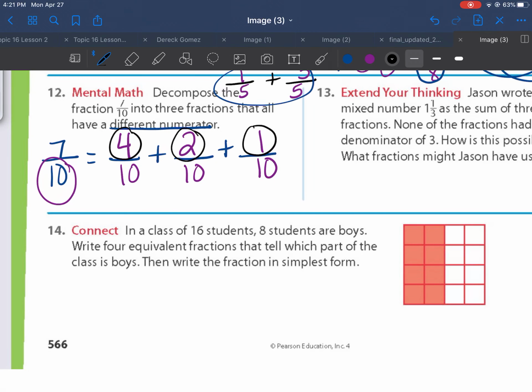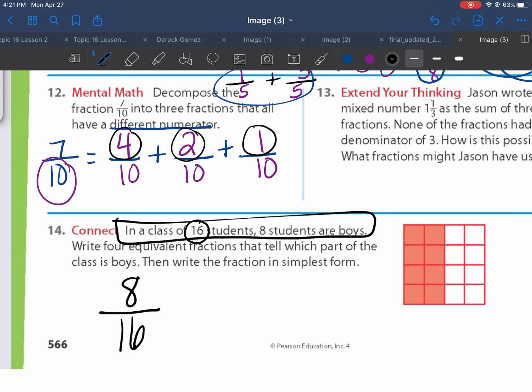Okay? Number 14. In a class of 16 students, 8 students are boys. Write 4 equivalent fractions that tell which part of the class is boys. Then write the fraction in simplest form. So in a class of 16, 8 students are boys. So let's write this as a fraction. There's 8 students. How many in all? 16. So 8 are boys.